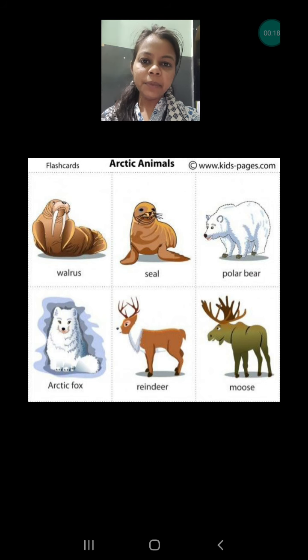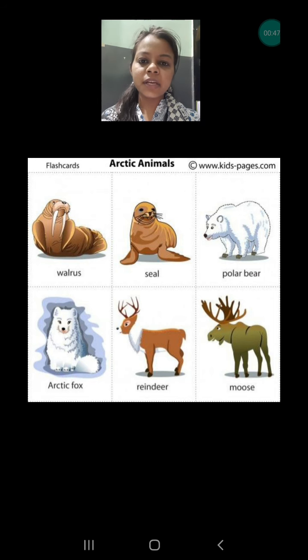Some of the examples live in very cold environments, that means in the winter time their surface is covered with snow. In that climate also some of the animals survive. What are the examples of those animals? Like walrus, seal, polar bear, arctic fox. Okay, and the next are reindeer, moose, and so many other animals that live in the polar region.